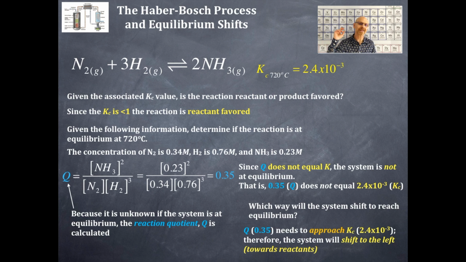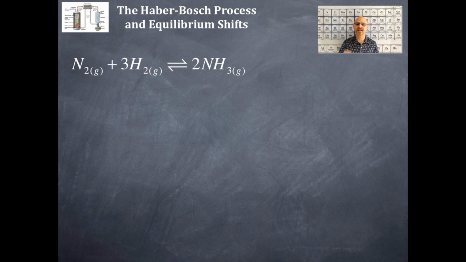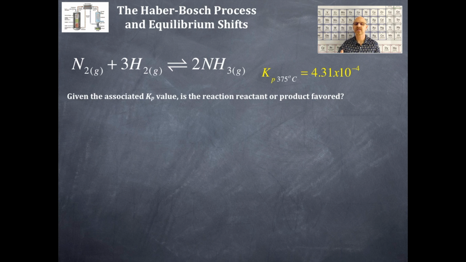All right, got another one here for you. Same equation. I got a Kp now. This is a K for the pressure. We already talked about the difference between Kc and Kp. This is at 375. I got 4.31 times 10 to the negative 4. Given the associated Kp value, is the reaction reactant or product favored? You're looking at that exponent. Okay, since this Kp is less than 1, it is reactant favored.